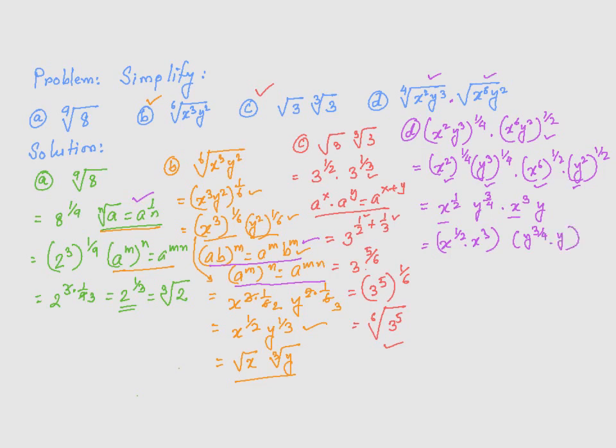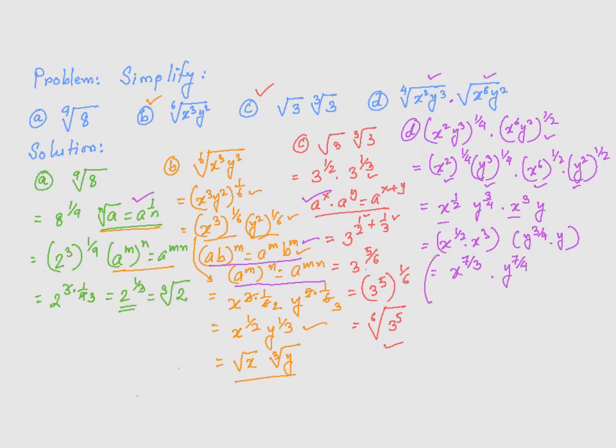To simplify this, I'm going to use this rule. That's going to give me x to the power 1/2 plus 3, which is 7/2, by the way. Then y to the power 3/4 times y is going to be y to the power 3/4 plus 1, which is, by the way, 7/4.